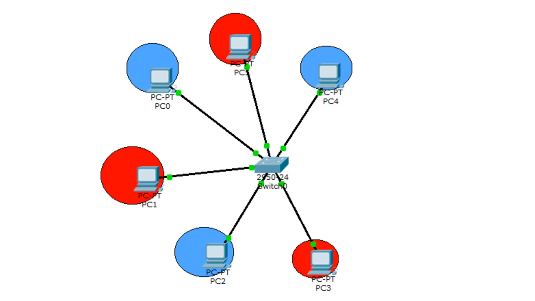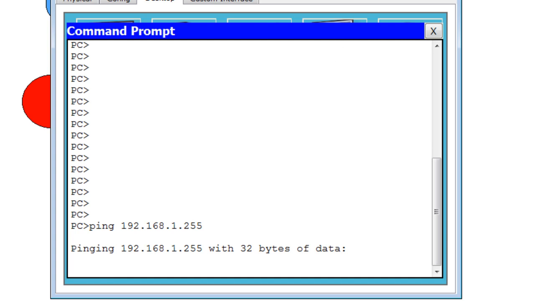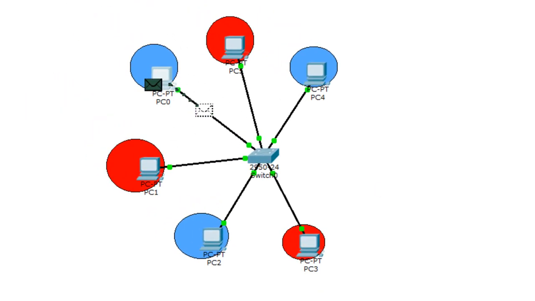So in order to prove that, let me go to PC0. I'm gonna do ping 192.168.1.255. That's the broadcast ping. So let's forward this packet.